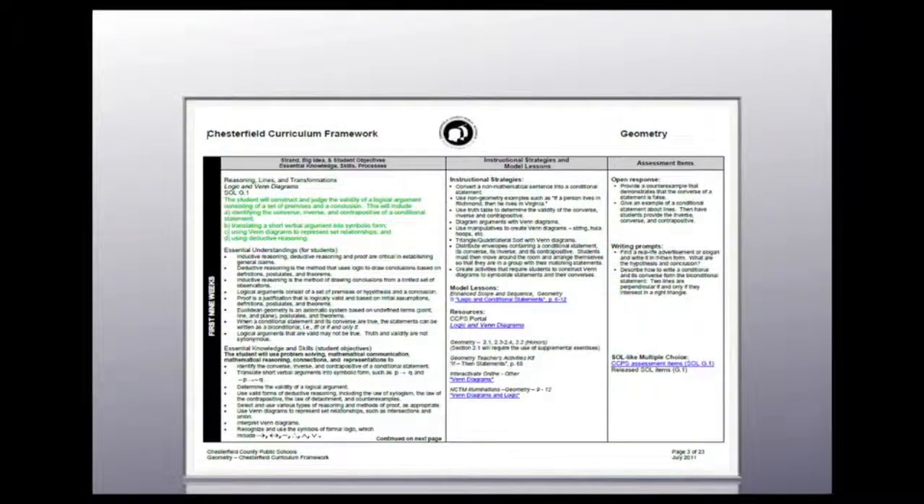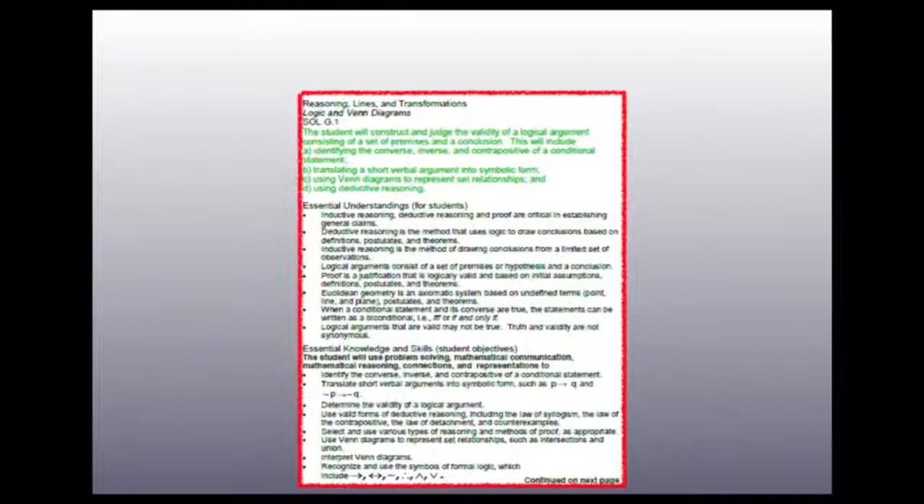Logic. While the logic standard, G1, did not change too much, the supporting bullets in the state's curriculum framework are much more explicit. One significant addition is the inclusion of biconditionals when both a statement and its converse are true.